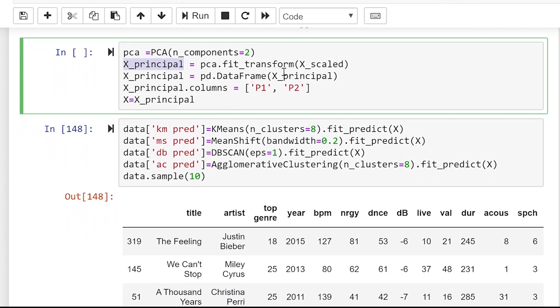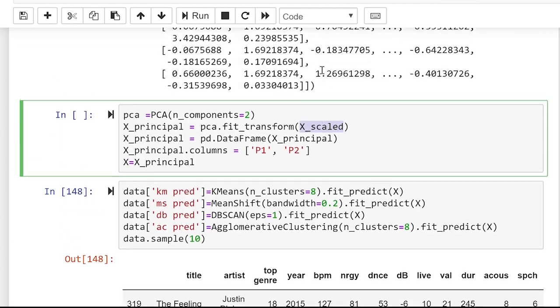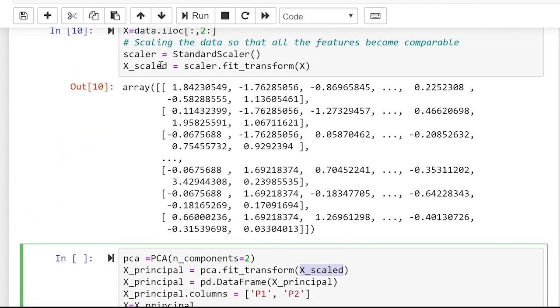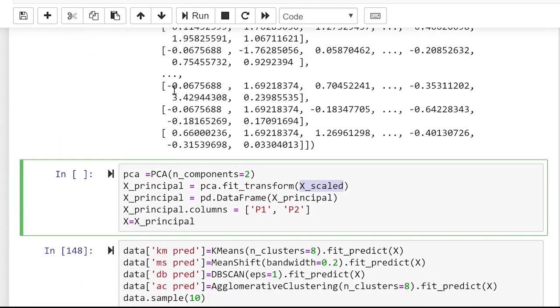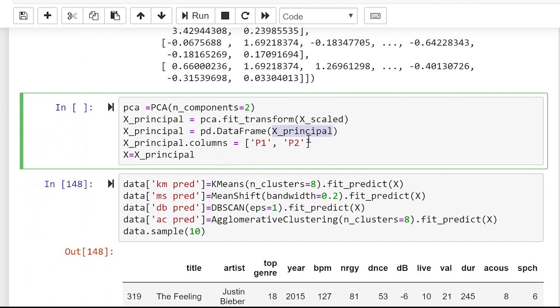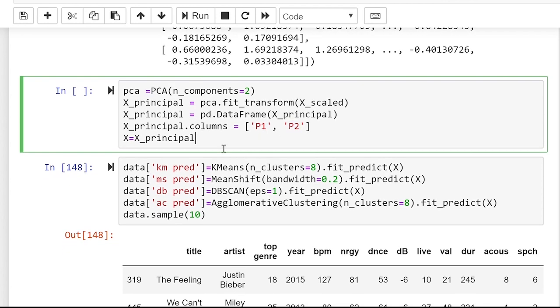We are going to transform the scale data we had in the previous step, and this is now the transformed data, which is going to be X principal. We are converting X principal to a data frame, and we are assigning some headers for these 2 columns.